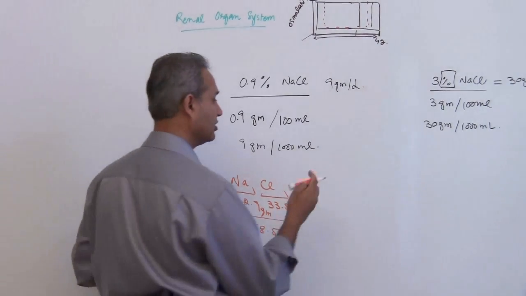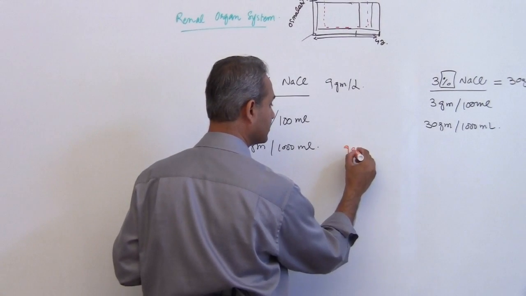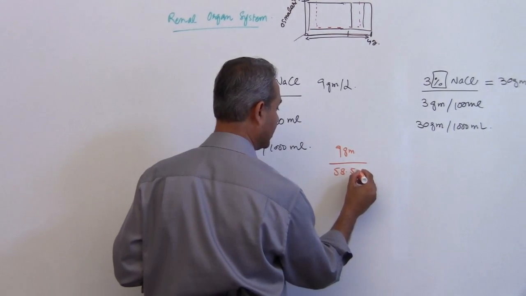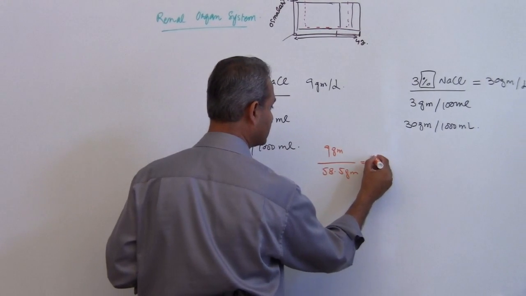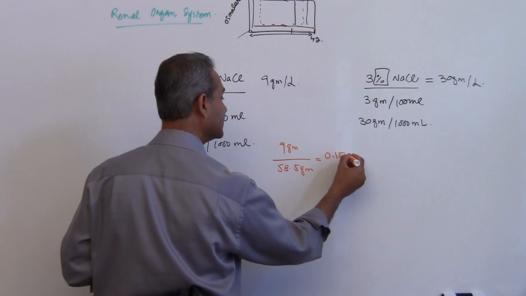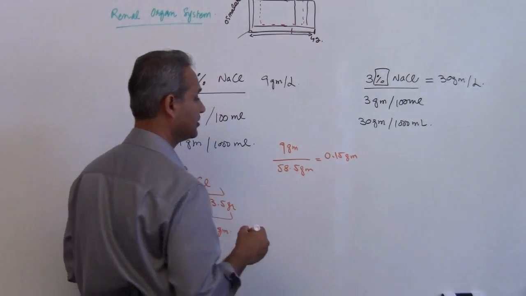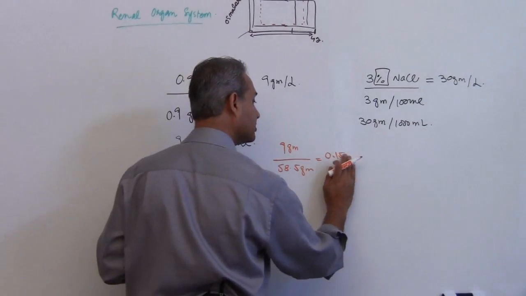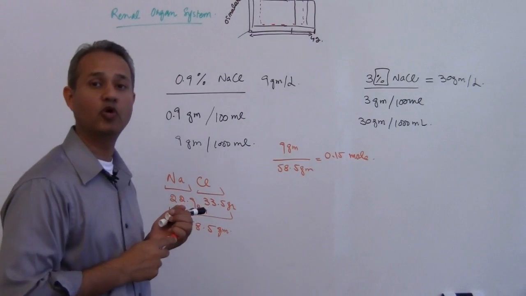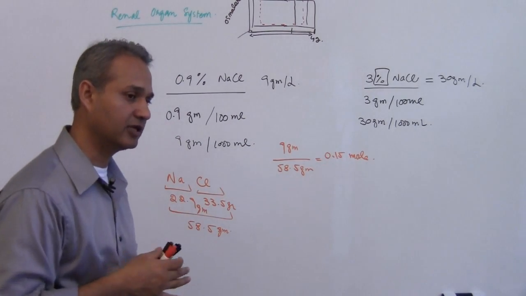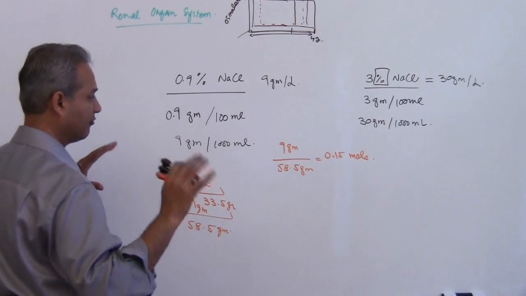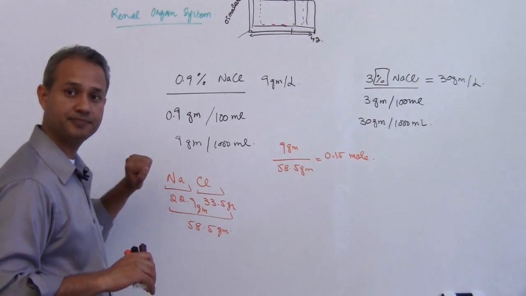So what we would do is we'll pick up 9 gram and we would divide it with 58.5 gram, and whatever that comes to be, 0.15 something, that is the mole. 0.15 mole, or we can do the actual calculation, it would be something like 0.154 moles of sodium.